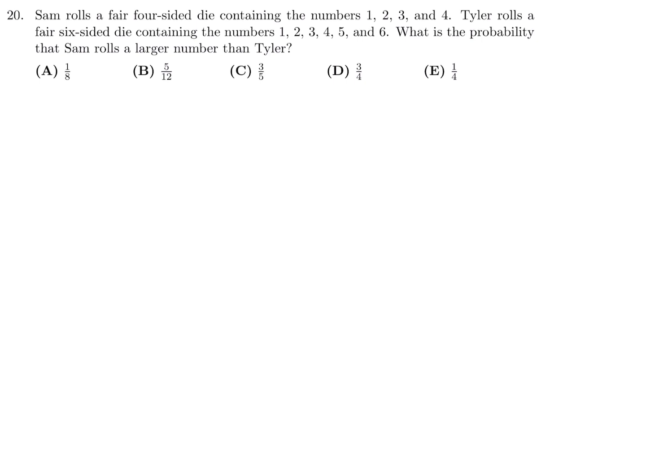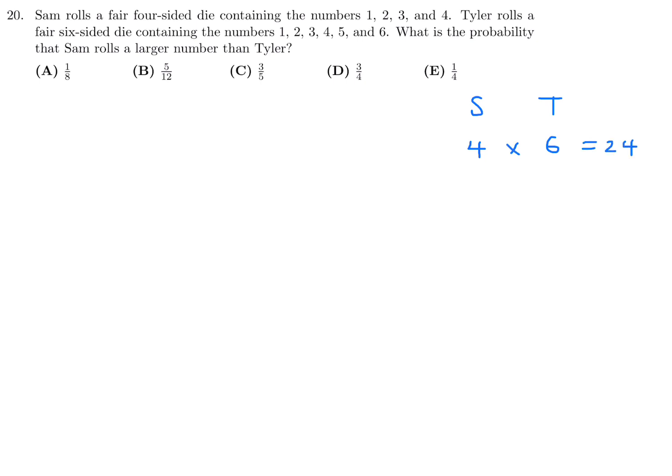Sam rolls a fair 4-sided die containing the numbers 1, 2, 3, 4. Tyler rolls a fair 6-sided die containing the numbers 1 through 6. What is the probability that Sam rolls a larger number than Tyler? Okay, there's not going to be that many. We've got Sam and Tyler. Sam has 4 possible outcomes, and Tyler has 6. So 4 times 6, 24.